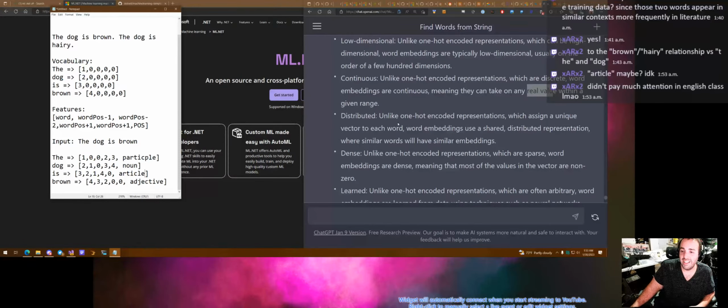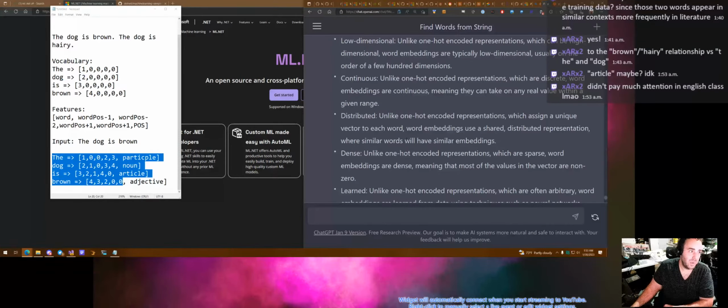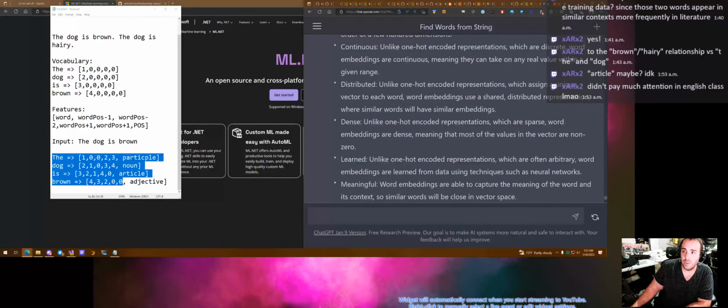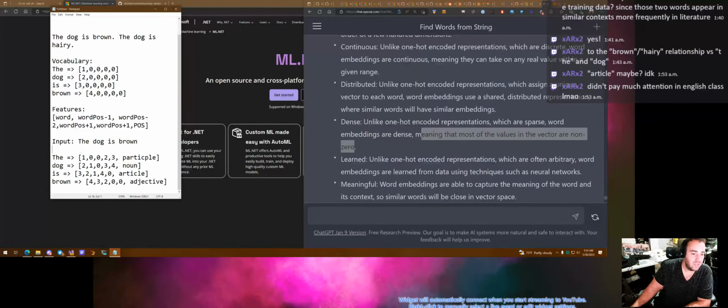All right, distributed. Unlike one-hot encodings, which is a vector to the words. Is this making sense? I think this is what they're saying here. I should probably take that MIT OpenCourseWare one with the guy who does all that Google AI stuff. Forget his name. Anyway, dense. Unlike one-hot coded representations, which are sparse, word embeddings are dense, meaning that most of the values in the vector are non-zero. Yeah, exactly. So this would be denser than this set of vectors.